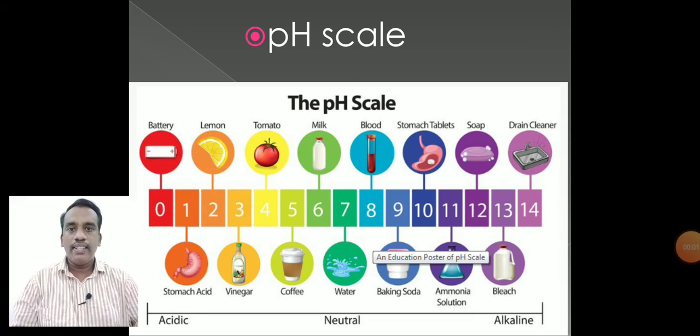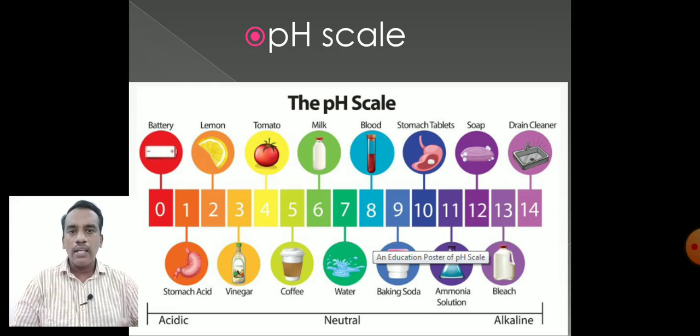Hi students, in this video we are going to discuss what is an acidic compound, what is a basic compound, and how do we measure the acidic nature and the basic nature, and how do we relate them in our day-to-day life. And we are going to learn about the most important topic, that is the pH scale.